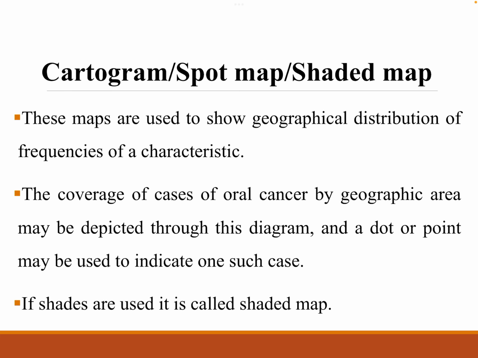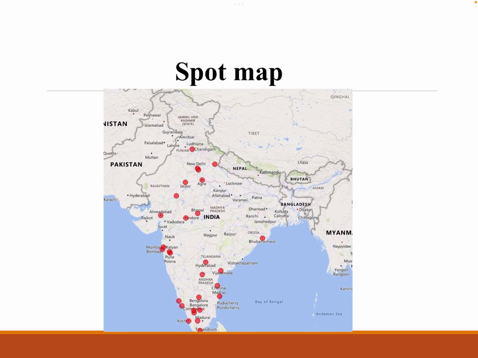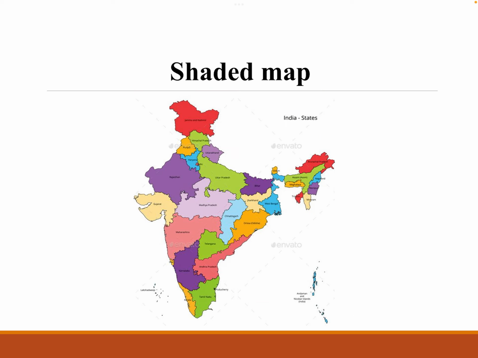Next is a cartogram or a spot map or a shaded map. These maps are used to show geographical distribution of frequencies of a characteristic. The coverage of cases of oral cancer by geographic area may be depicted through this diagram and a dot or a point may be used to indicate one such case. If shades are used, it is called shaded map. So this is a spot map. We have just spotted out the points. And this is a shaded map. The areas are shaded with different colors.